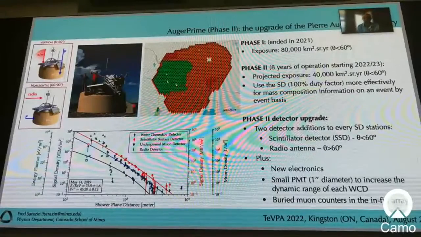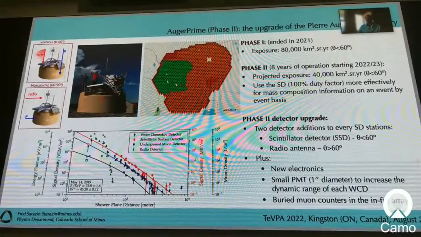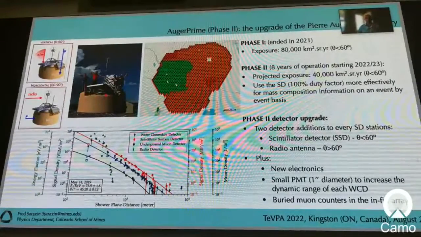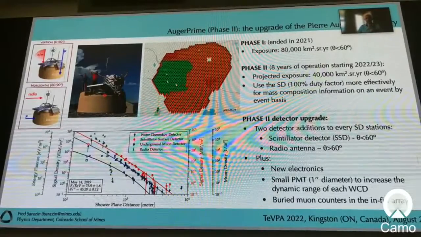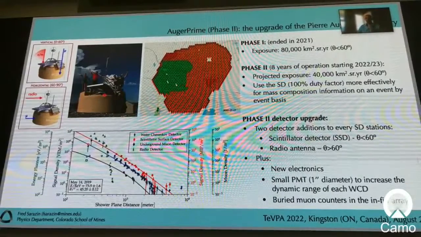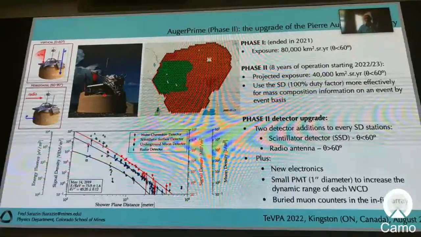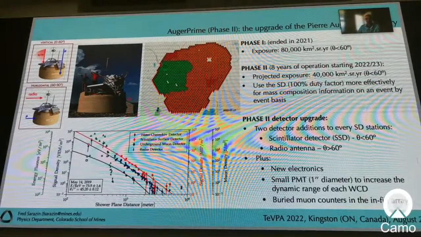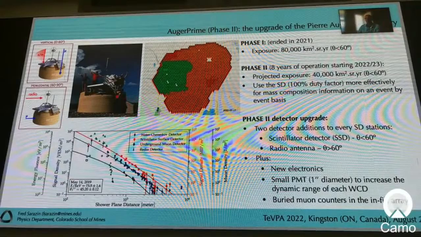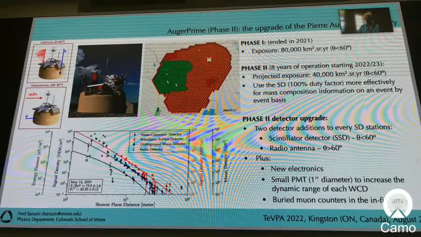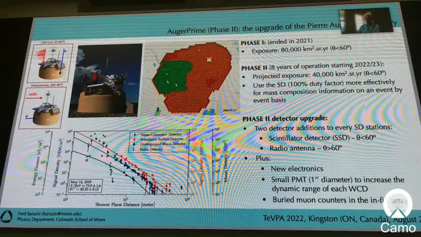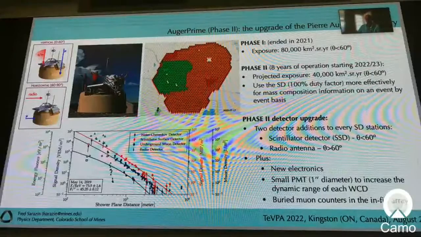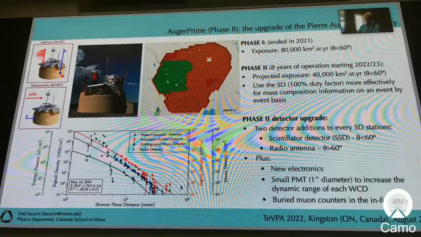Let me try to put in a nutshell what we are trying to do with this upgrade. First of all, mass composition is critical for everything that we're going to be doing with the Observatory. So what we want is to collect mass composition information on a regular basis using the full duty cycle. We have this integrated detector for the air shower, where we can measure effectively independently the electromagnetic part and the muonic part of the shower.